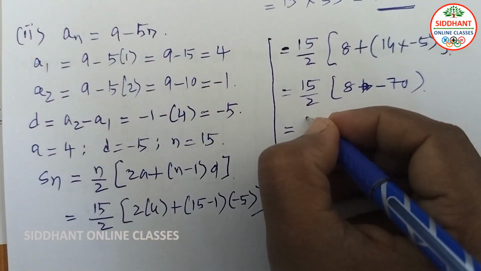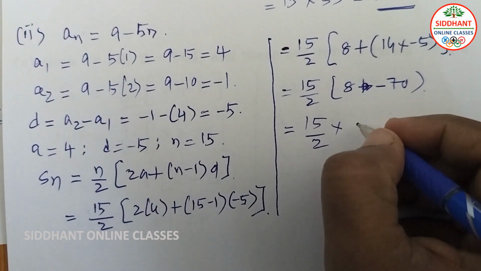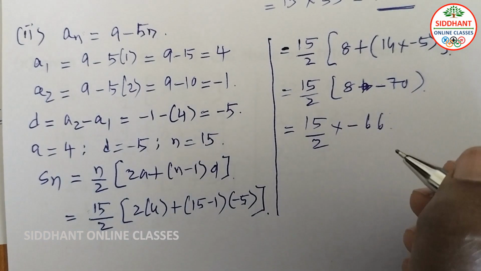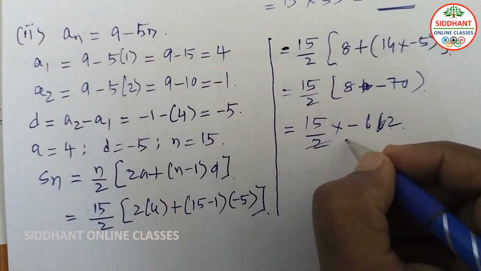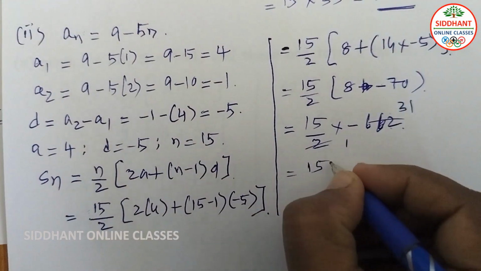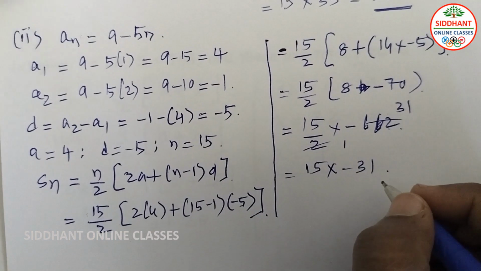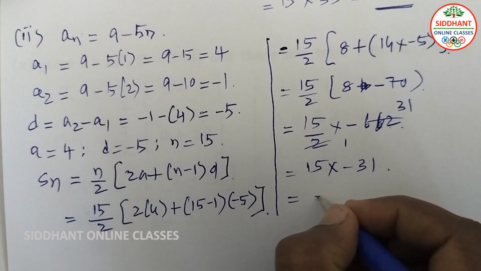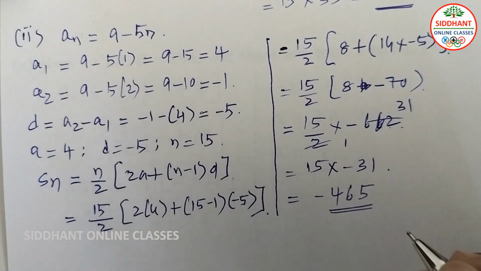So that equals 15 by 2 into minus 62 here. 62, so 2 1s are 2, 31 here. That equals 15 into minus 31. So 15 into minus 31 will be minus 465 here. This is the sum.